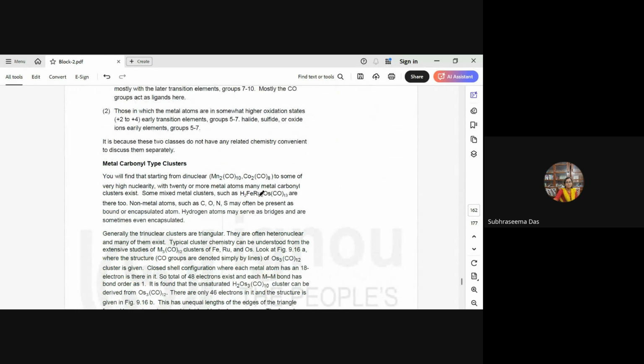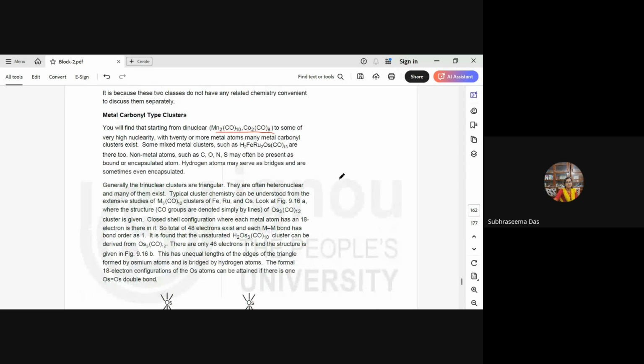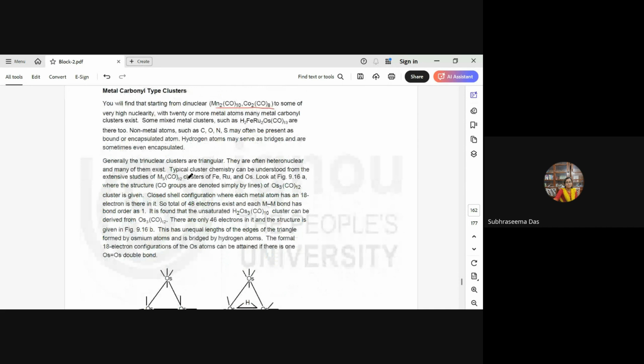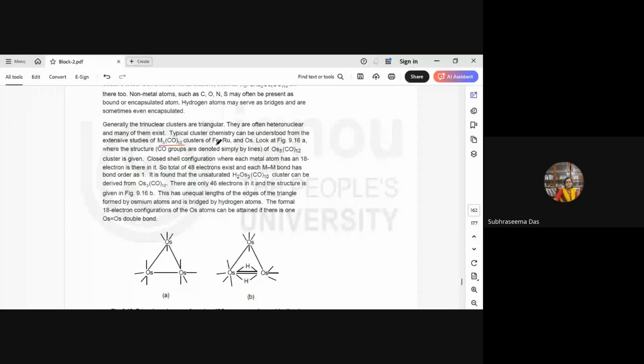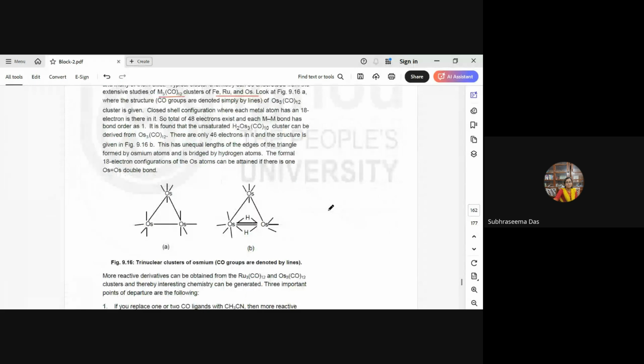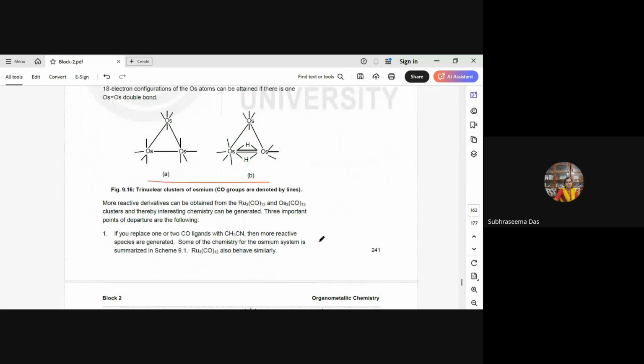We have studied metal carbonyl type clusters. There are dinuclear ones, such as Mn2(CO)10 and Co2(CO)8. Trinuclear clusters are also possible. M3(CO)12 clusters have been studied for iron, ruthenium, and osmium. The trinuclear cluster for osmium is shown in figure 9.16. Most reactive derivatives can be obtained from Ru3(CO)12 and Os3(CO)12 clusters.